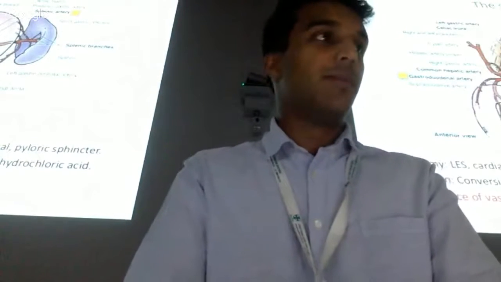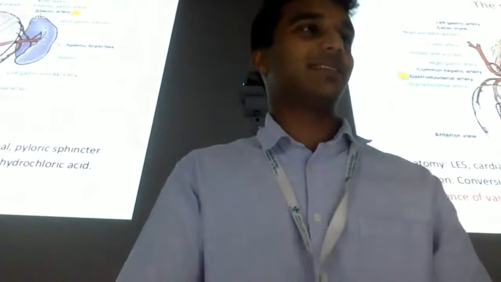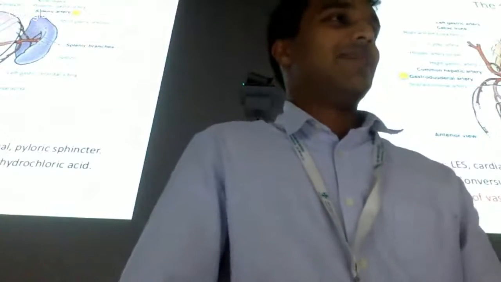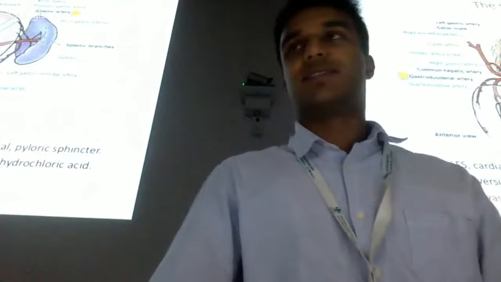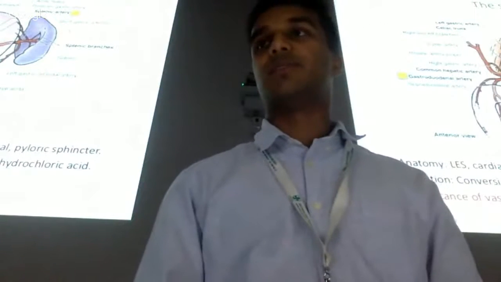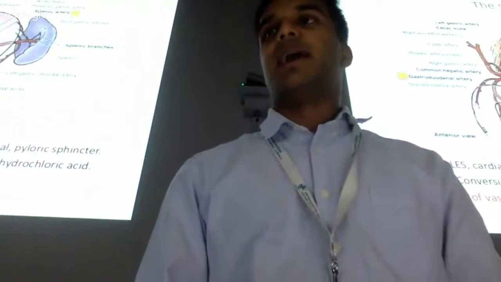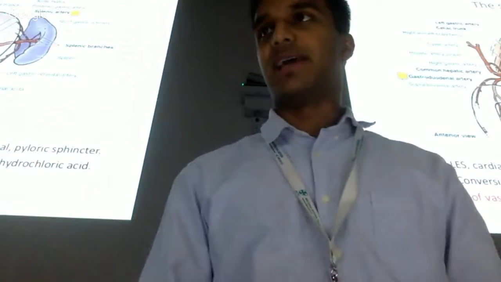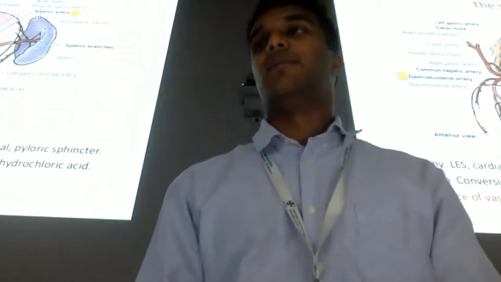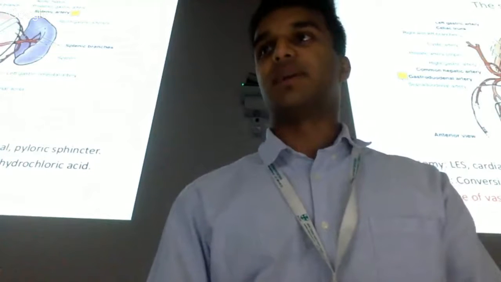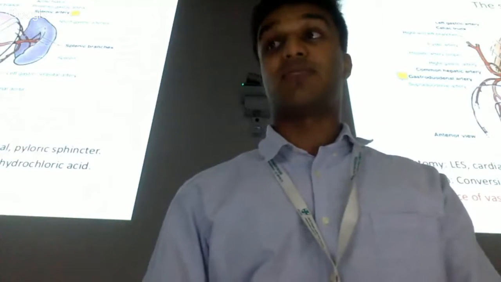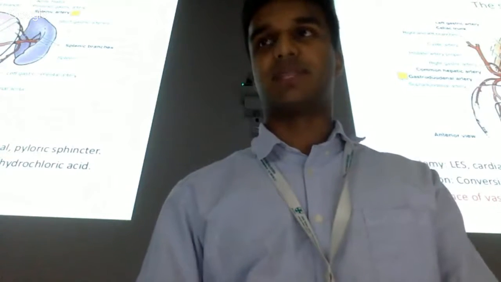I'm not going to go through all of that, mainly because I can't remember it. But essentially with the anatomy of the stomach, as we talked about before, we've got the lower esophageal sphincter, the cardia and the fundus. We've got the body of the stomach, the pyloric antrum, the pyloric canal, and then the pyloric sphincter.